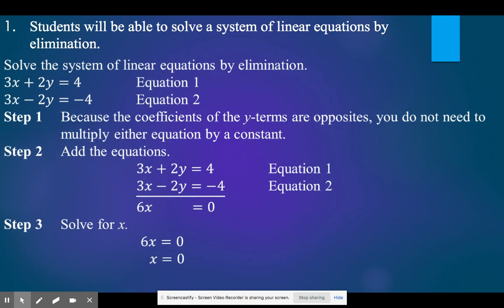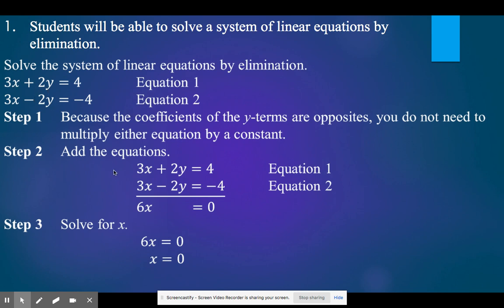So let's go through an example here. We're looking right here at these two equations. Solve the system of linear equations by elimination. So you have 3x plus 2y equals 4 and 3x minus 2y equals negative 4. So let's look at step 1. Because the coefficients of the y terms, so 2y and negative 2y, are opposites, you do not need to multiply either equation by a constant, okay? You don't have to do step 1. We can jump right into step 2 because they're already opposites.